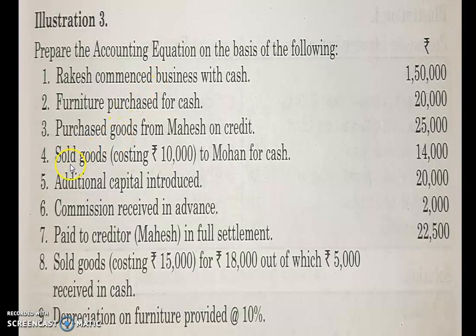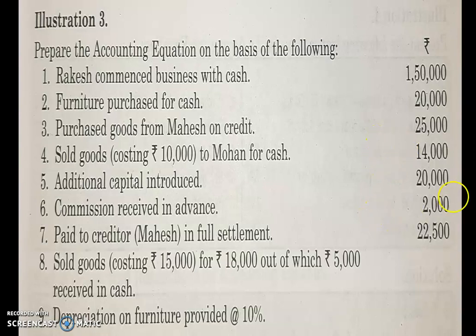Next entry is sold goods costing rupees 10,000 to Mohan for cash 14,000. So you have sold goods. The cost of that goods was 10,000. You have sold these goods to Mohan for cash 14,000. So 10,000 item you are selling for 14,000. That means 4,000 is your profit. That profit of 4,000 you will add in your capital.